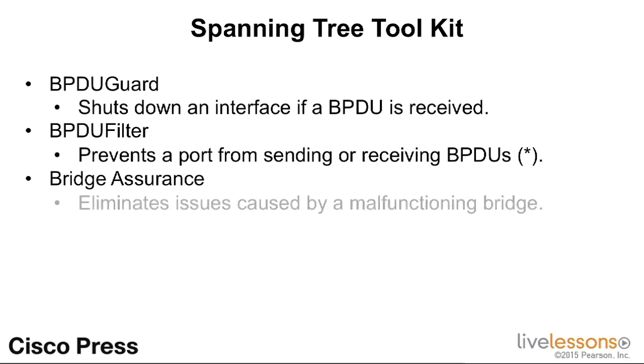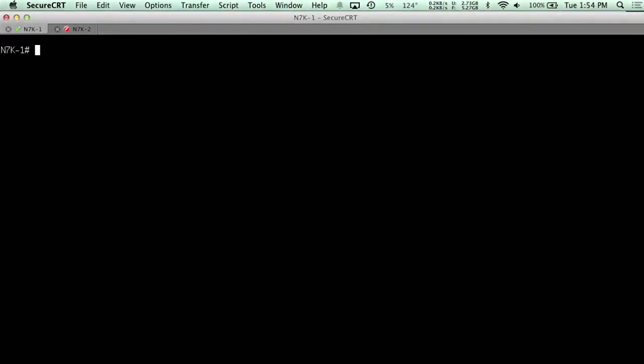Last is bridge assurance. We'll get through some more on the next slide, but bridge assurance eliminates issues caused by a malfunctioning bridge. So from a configuration standpoint, let's get into that now. So let's look at the configuration options available to us for spanning tree BPDU guard and BPDU filter.